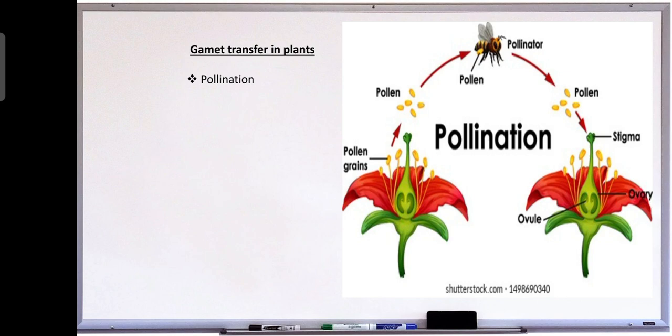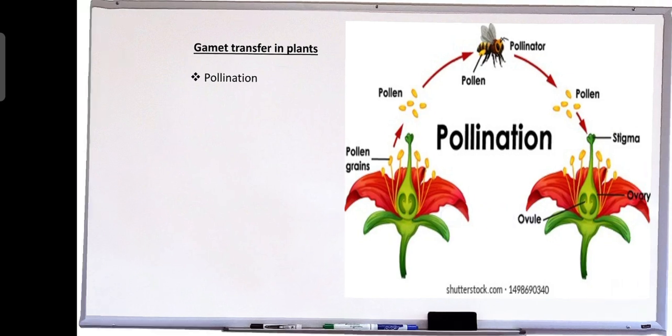Now we will study the second event called fertilization. Fertilization can also be called by a term called syngamy. Syngamy. Syn means to fuse, and gamy means gamete. So the fusion of gametes is called fertilization or syngamy.